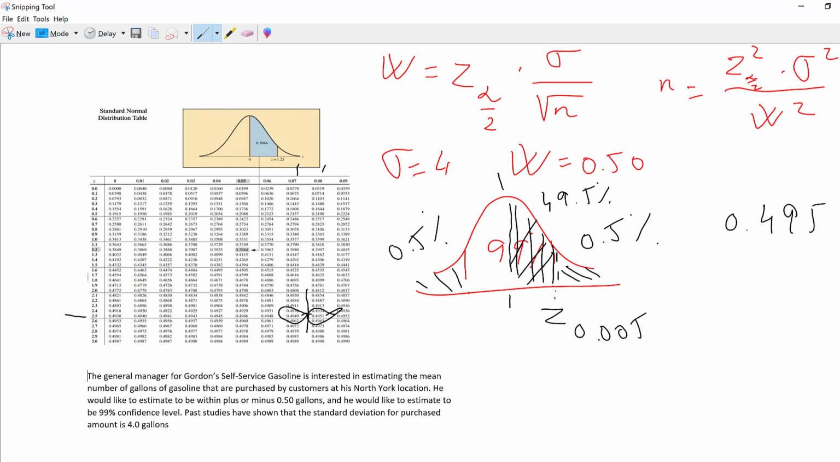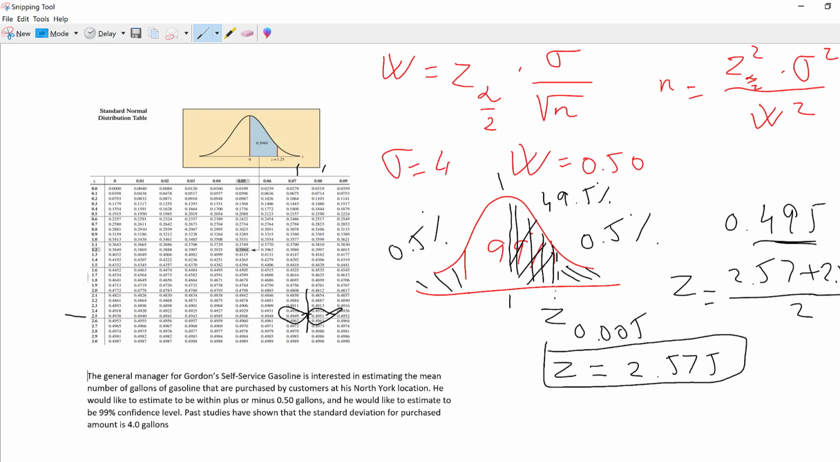Because the area that we are interested in is exactly in the middle, we can calculate the critical value z as the average between 2.57 and 2.58. So if we calculate this critical value, z will be 2.575. So this is the critical value for the desired level of confidence.